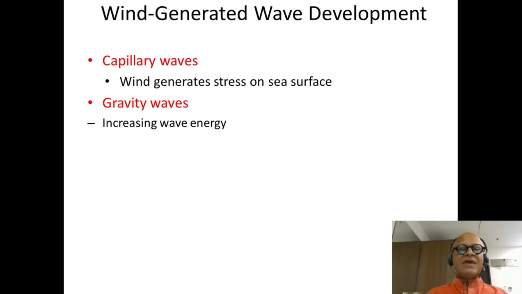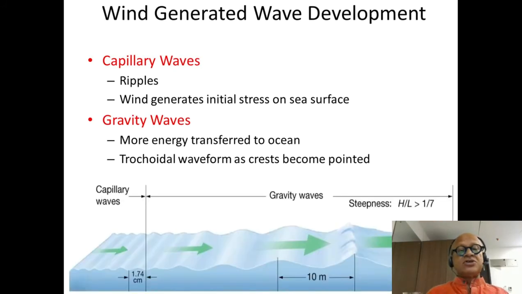Okay, gravity waves. As the winds get stronger, the surface roughness increases, and the wind is able to grab the surface by friction because of this roughness, and the wavelength and wave height begin to increase. At that point, they're called gravity waves because gravity is the restoring force, right? So here it is as a schematic. Light winds, you have a typical wavelength of about 1.74 centimeters, very idealized. Capillary waves just form ripples. Wind generates initial stress on the surface, these capillary waves.